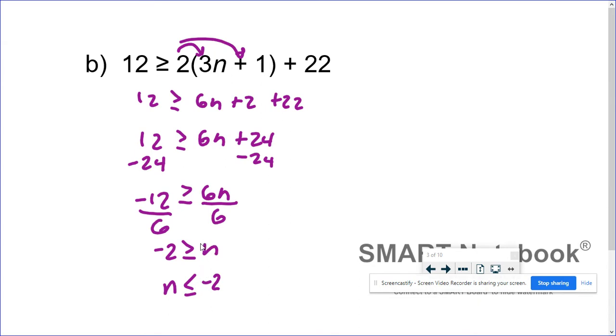It's not because I divided by a negative. It's not because I multiplied by a negative. It's because I wanted to flip it around so that way the n was on the left. Notice how the inequality symbol is pointing at the n. When I flip it around, it's still pointing at it. Okay.